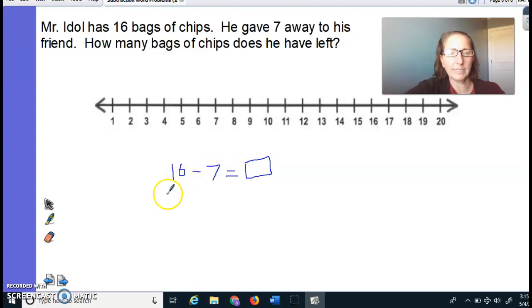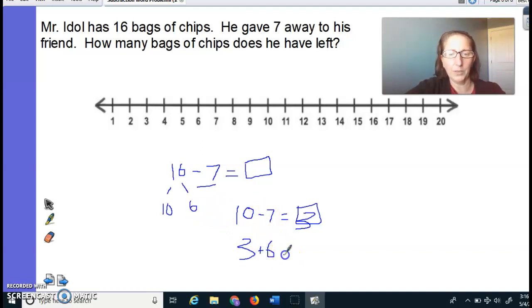We're going to break the number 16 apart. We're going to put it in expanded form. So 16 is a 10 and 6 leftovers. We're going to look to see how many we're taking away. And we're going to take that 7 away from the 10. So 10 minus 7 equals, and then you're going to think about your combinations. 7 plus what makes 10? That's right, it's 3. So now we're going to take that 3 and we're going to add it to 6.